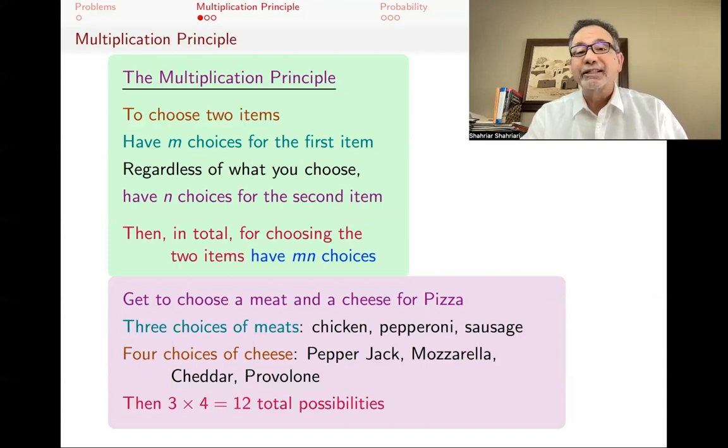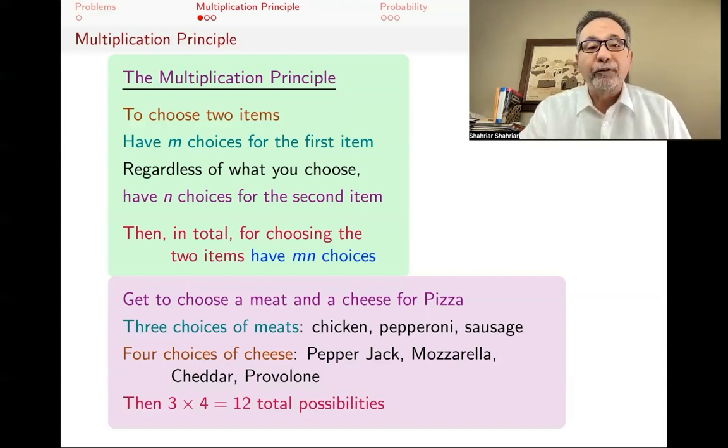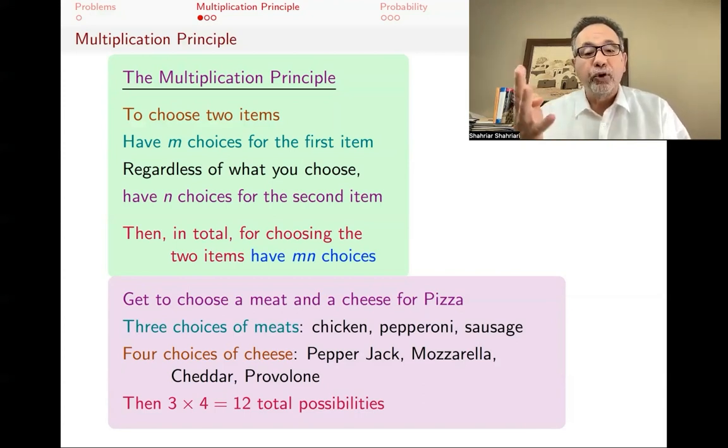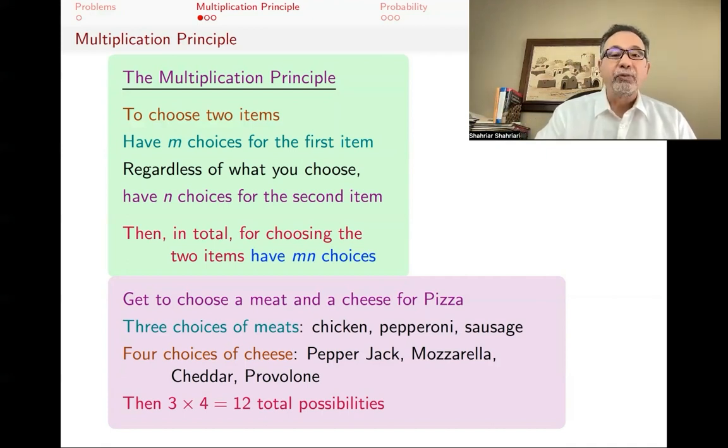Three choices for meats, and regardless of which one, you have four choices for cheeses, and so 3 times 4, 12 possibilities. You could do chicken pepper jack, chicken mozzarella, chicken cheddar, chicken provolone, that's 4. You can do pepperoni pepper jack, pepperoni mozzarella, pepperoni cheddar, pepperoni provolone, that's another 4, and another 4 for sausage. That gives you 3 times 4, 12. Again, a very straightforward rule.